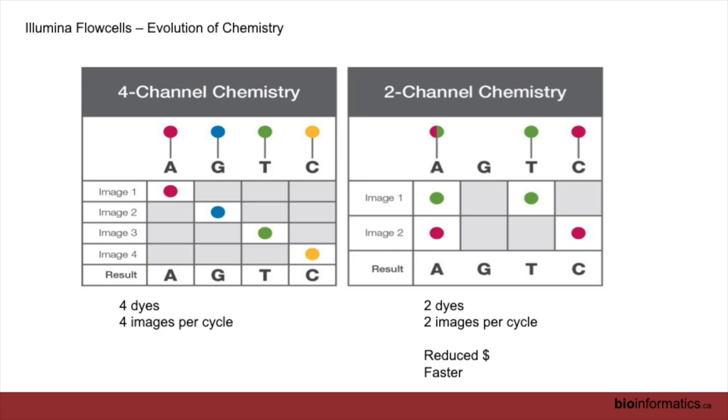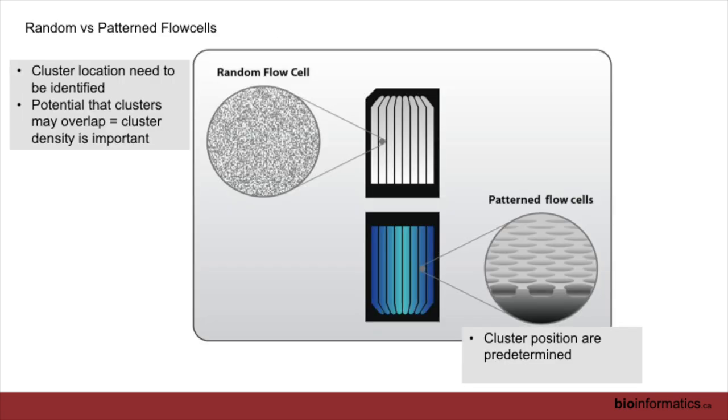The reasons for doing this is it's cheaper and it's faster. We get fewer images per cycle, and less reagents coming in as well. As well, there's been some evolution in the way the flow cells are set up.